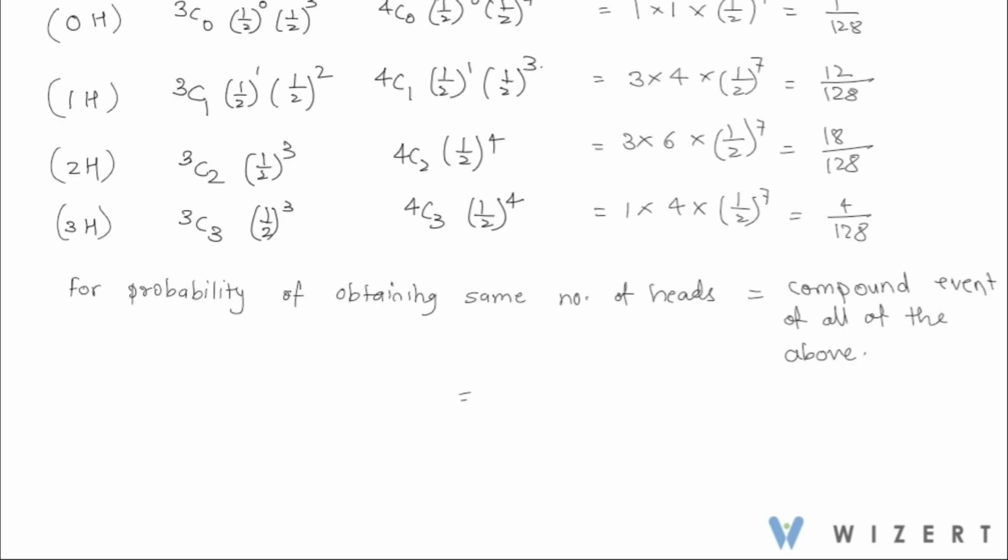So that is equal to 1 by 128 plus 12 by 128 plus 18 by 128 plus 4 by 128. Now 12 plus 18 is 30. 30 plus 5 is 35. So we get 35 by 128 as the required probability. This is the answer.